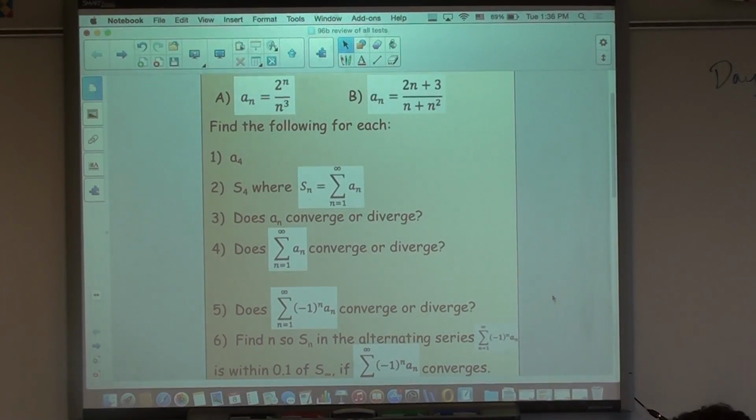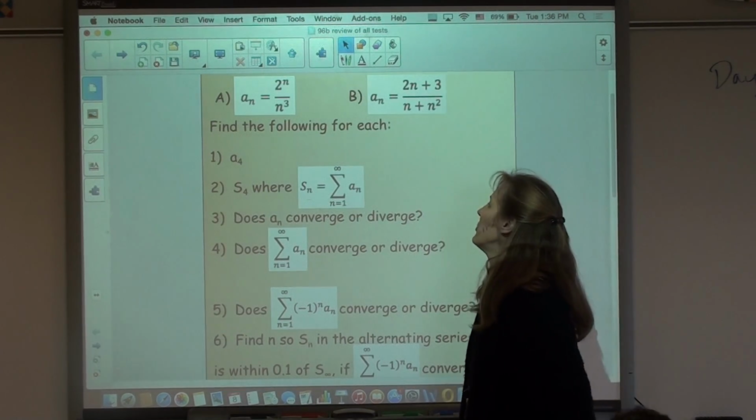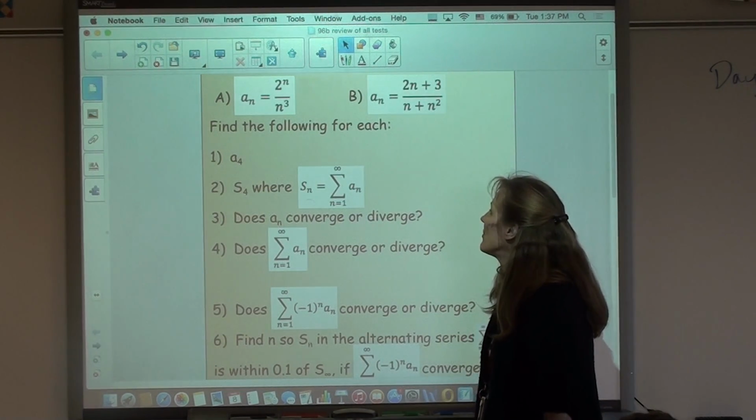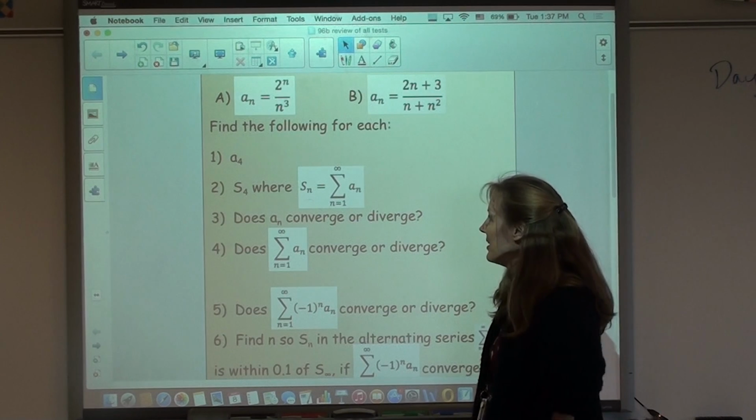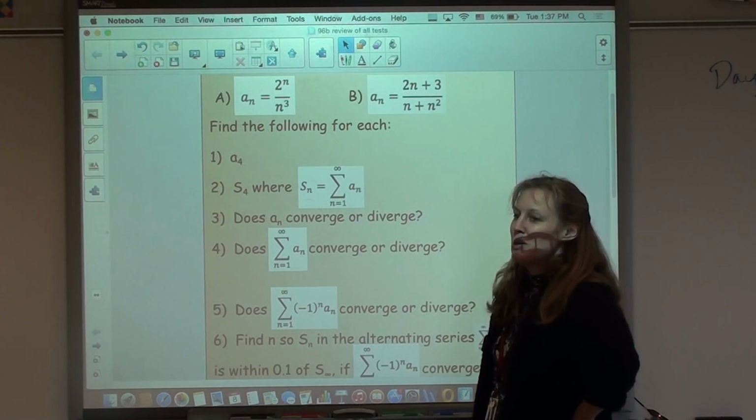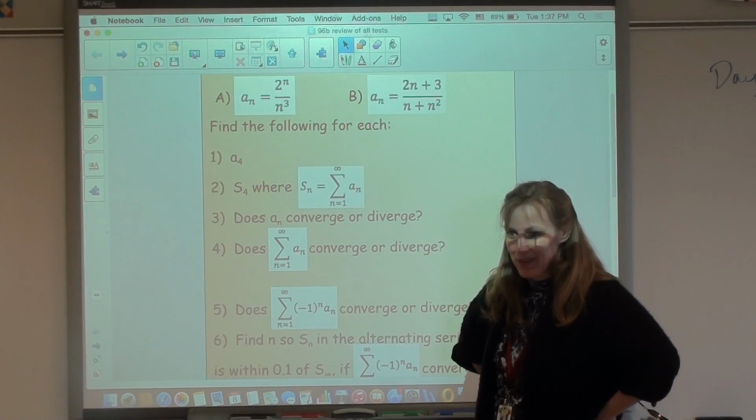So walking through the warm-up today, our first sequence, 2 to the n over n cubed. If you find a sub 4, you get it by just plugging in a 4, right? So you get 2 to the 4th over 4 cubed, which is 16 over 64, or 1/4.